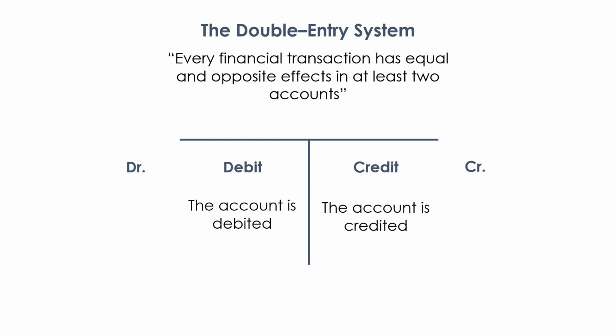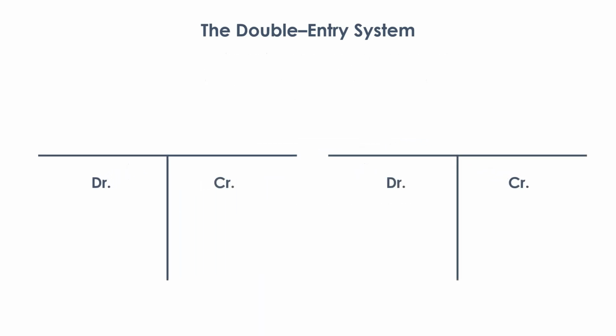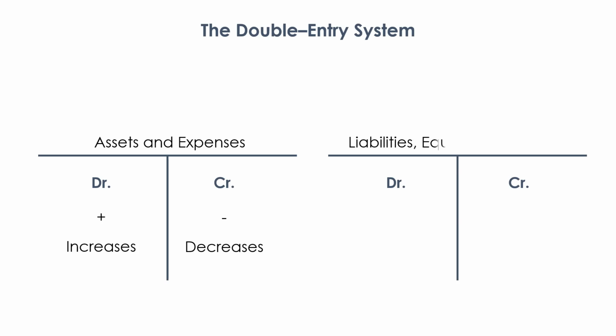Whether you debit or credit depends on the type of account and whether it's increasing or decreasing. For assets and expenses, an increase is recorded as a debit and a decrease is recorded as a credit. For liabilities, owner's equity, and income, the rules are flipped. An increase is recorded as a credit and a decrease is recorded as a debit.